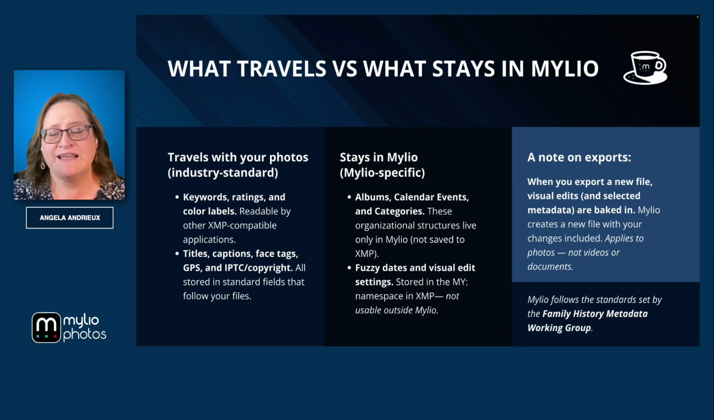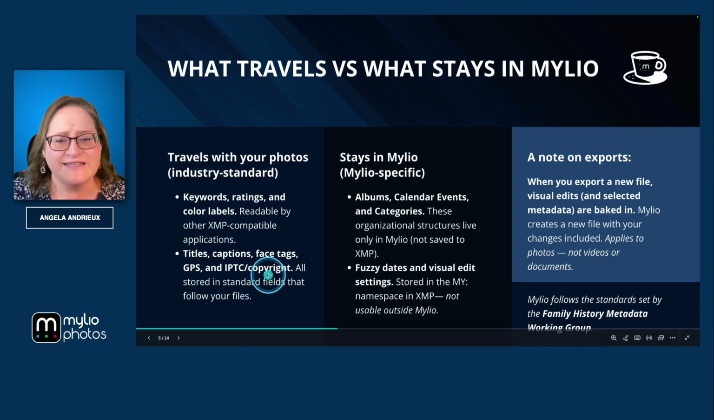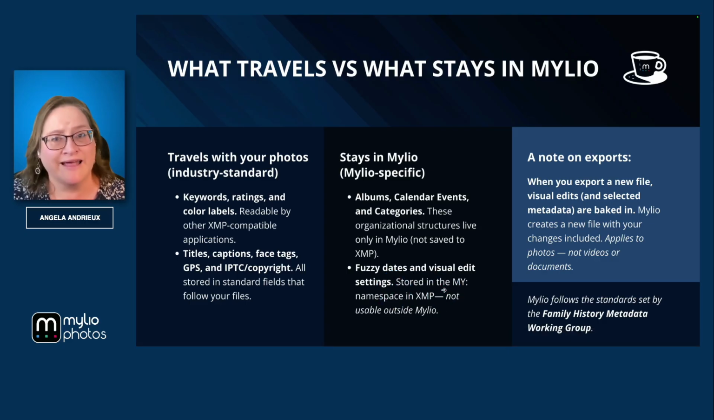So if for some reason you take all your files with your XMPs and you go use something else, and you decide later on, I want to come back to Mylio, and you start fresh and you bring those XMP files with you, all of your ratings, keywords, color labels, titles, captions, all of this, and your fuzzy dates and visual edit settings from Mylio are in that XMP file, and Mylio will pick right back up. The things that are unique to your catalog that stay in Mylio that are not saved to XMP, hopefully they will be in the future, are albums, calendar events, and categories.